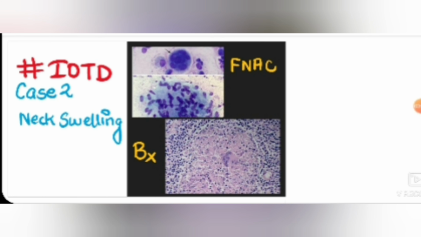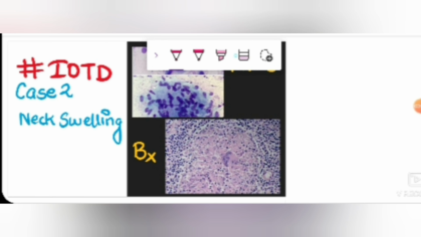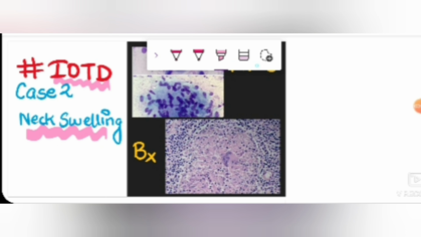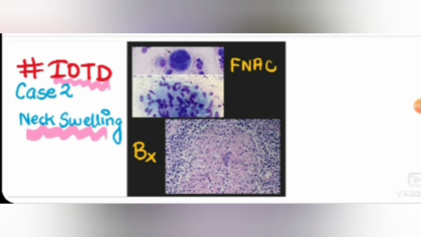So the second image that we have under this image of the day series, the history that I gave to you, was a neck swelling. Here we have a neck swelling on which we've done an FNAC followed by a biopsy, and you had to give your opinion. So let's split these images and look at them one by one. I hope all of you have a tentative diagnosis in mind after looking at this image, be it the FNAC or be it the biopsy, right?